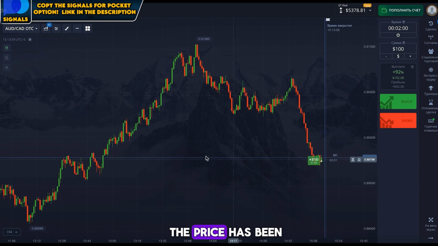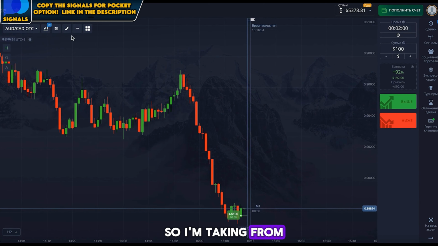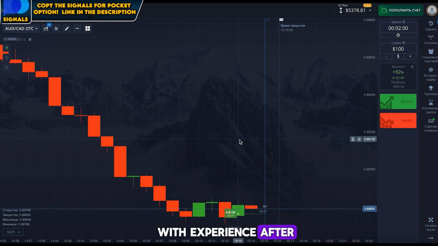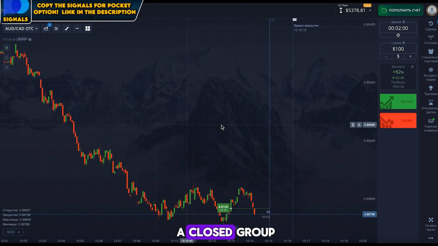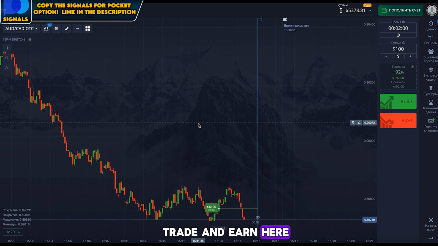You see how long the price has been falling, guys, for a really long time. So I'm taking from the nearest area for an upward move, but this will come with experience after a few years of trading, guys. That's why I created a closed group, so people can understand the market faster and learn how to trade and earn here.